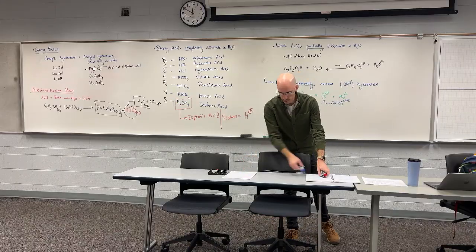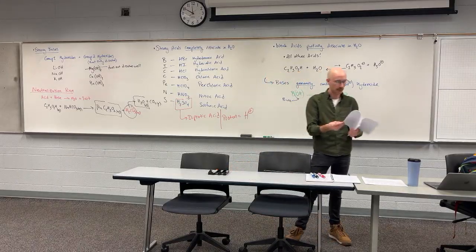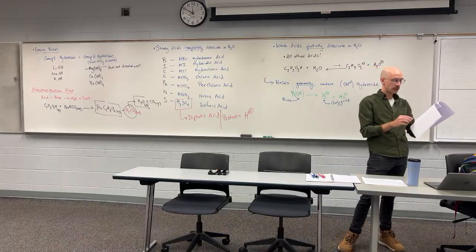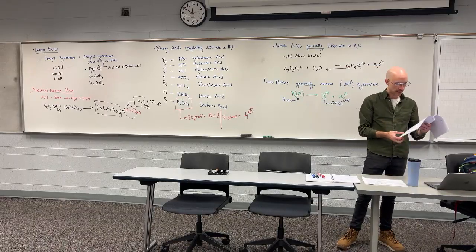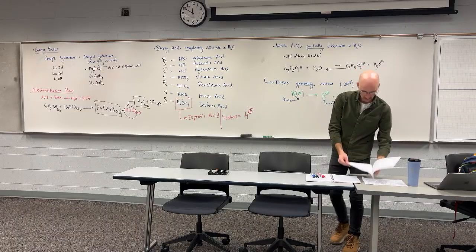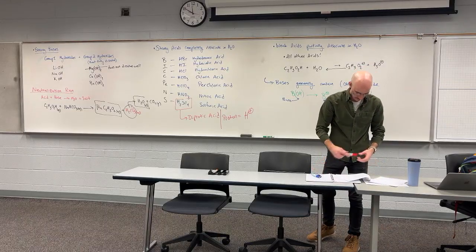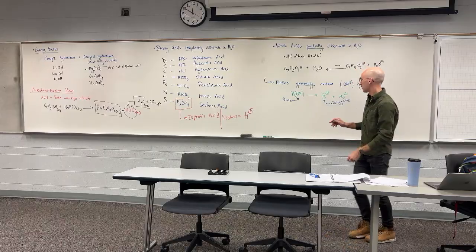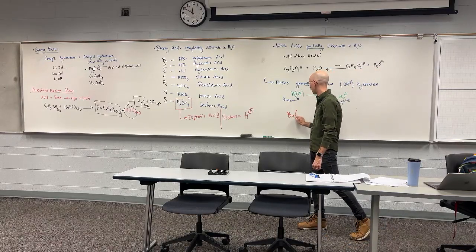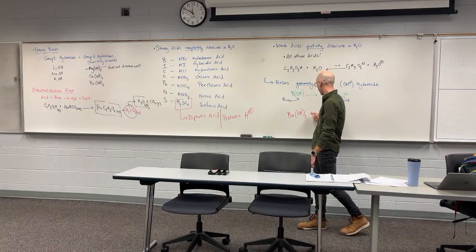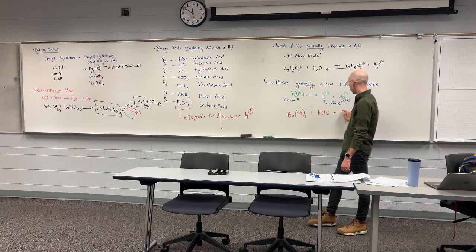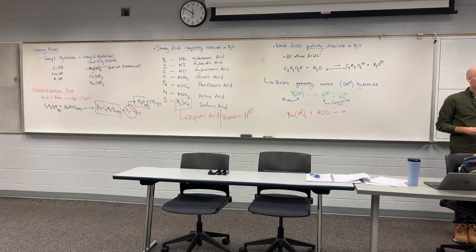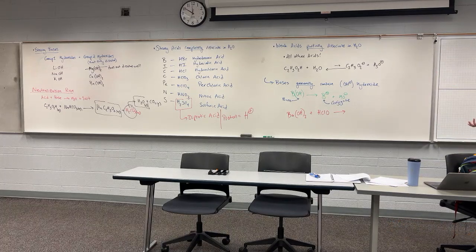On the worksheet that I gave you guys last class on Monday, the backside is actually predict the product of acid-base reactions. I want to go through the first one with you guys. Let's take barium hydroxide and hypochlorous acid. Can anybody give me one of the products formed in this neutralization reaction?